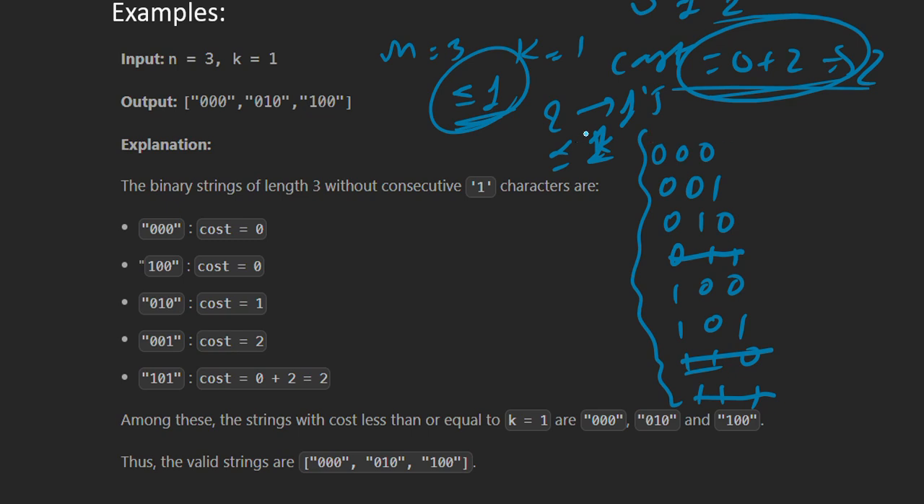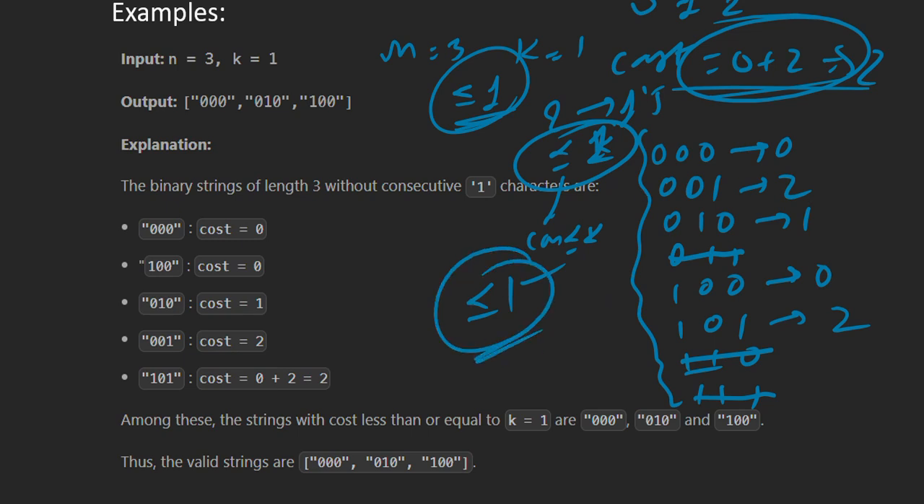Now we see the second condition, that is cost is less than or equal to k. So what is the cost here? There is no one here, so cost is 0. Here the cost is 0, 1, 2, cost is 2. Here the cost is 1, here the cost is 0, here the cost is 1, 0 plus 2 is 2. So we want all the strings having cost less than or equal to 1. So this has cost 2, so it is invalid. It also has cost 2, it is also invalid.